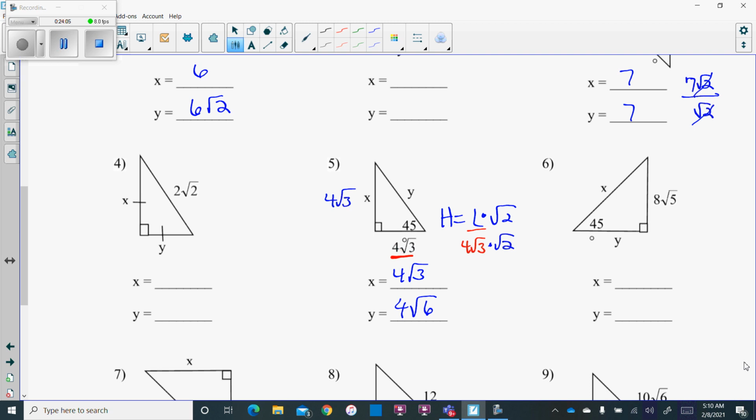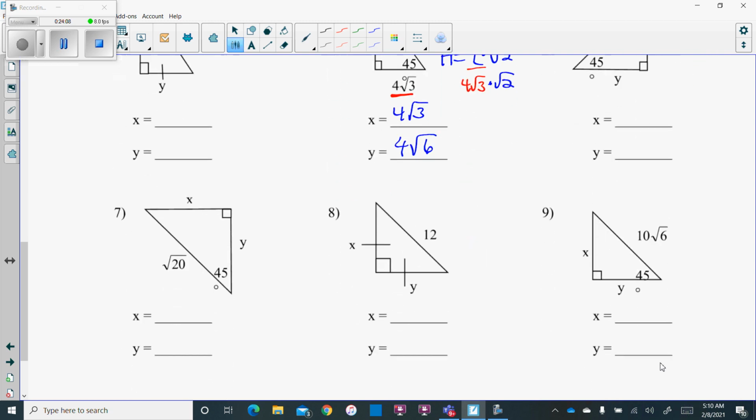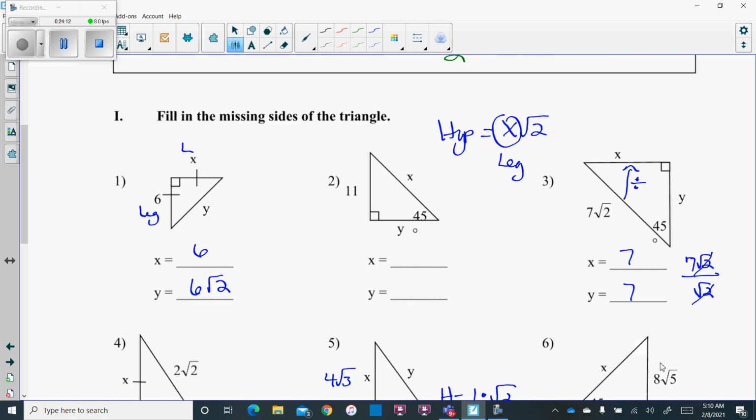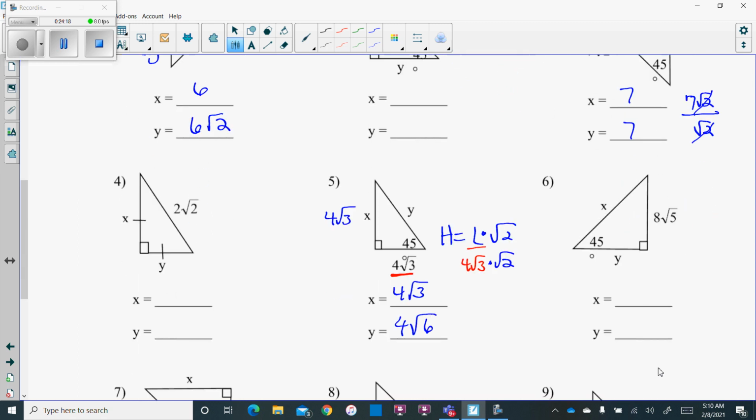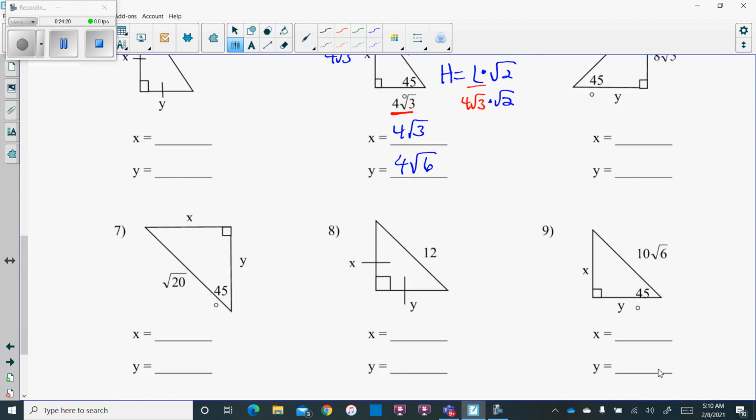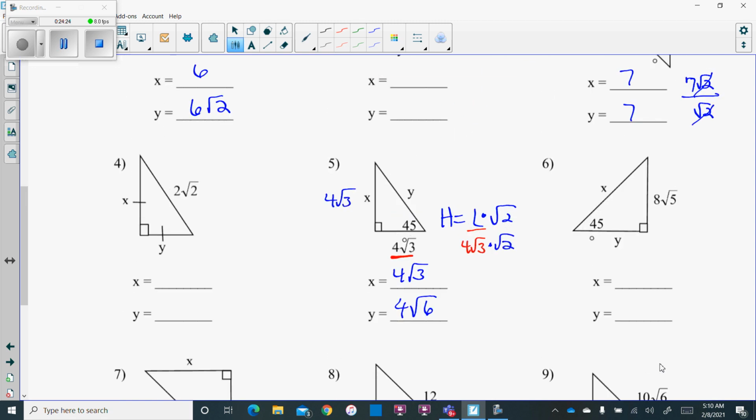Okay? So what I want you to try to do is the remaining problems here using that rule. And then we're going to turn this in. So I do want all of this completed, and then we'll check it first thing in class tomorrow. I want to see what you understood of this rule.